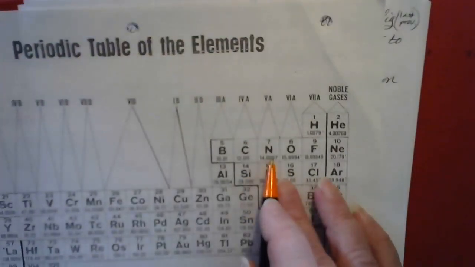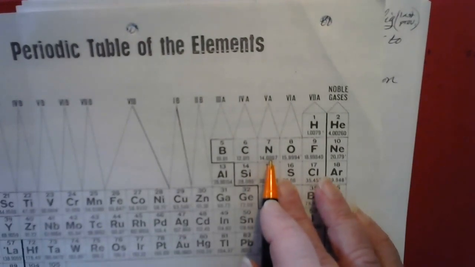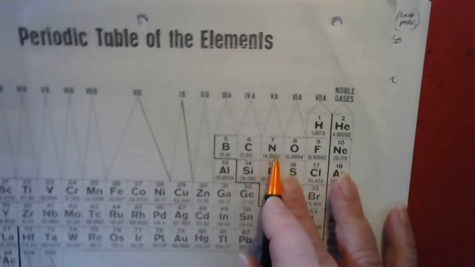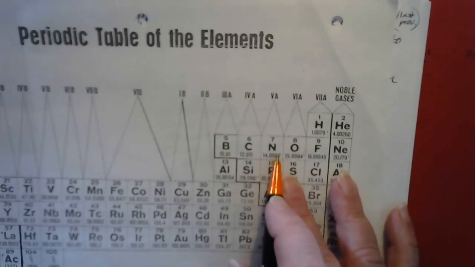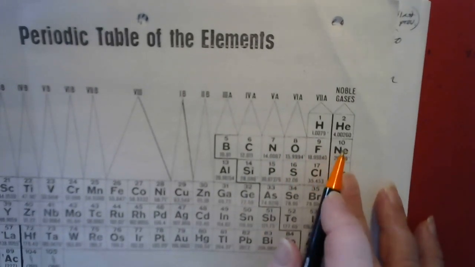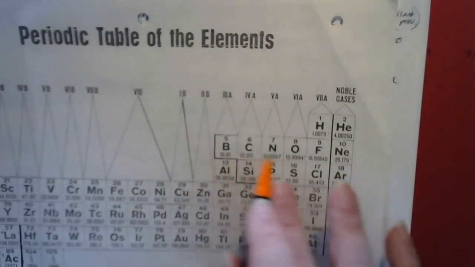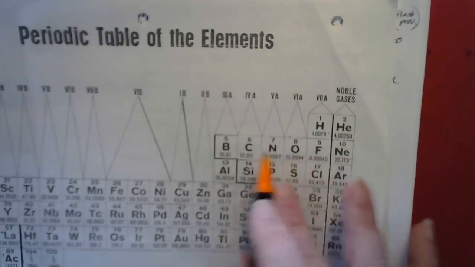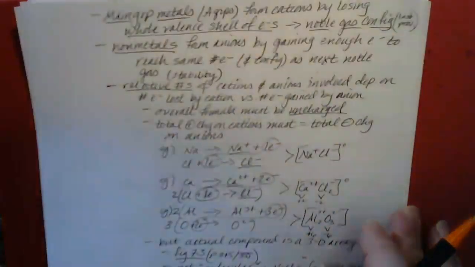So when we have something like nitrogen, we can tell that nitrogen is normally going to want to gain 3 electrons, because that's how many electrons it has to gain to have 10 electrons like neon does. And so -3 would be the most likely charge for nitrogen to take as an ion, at least.